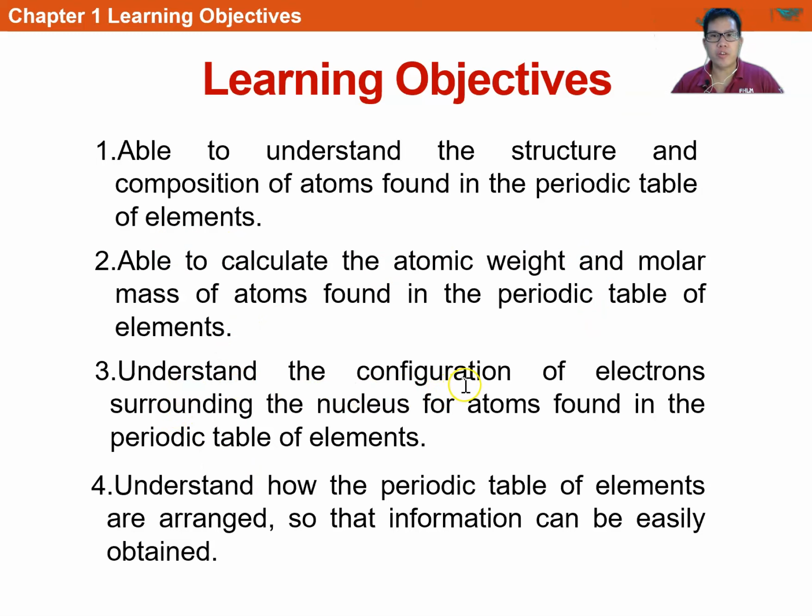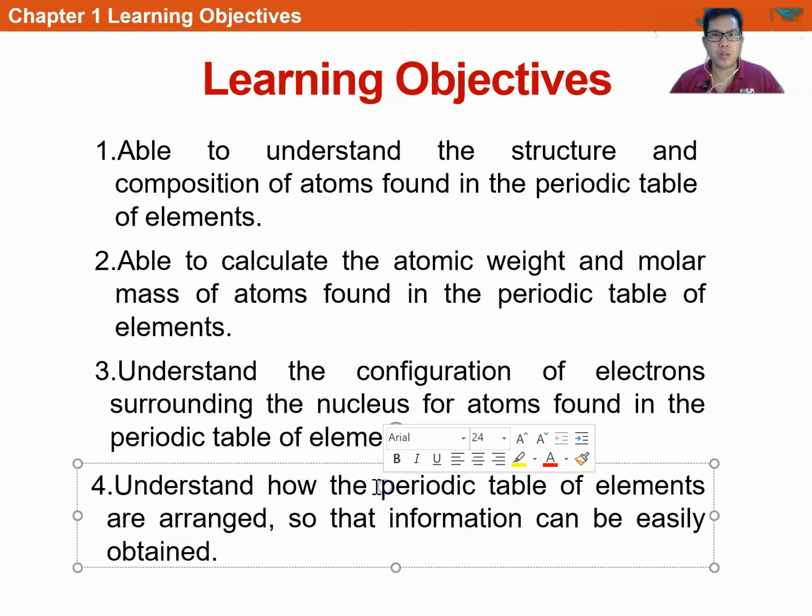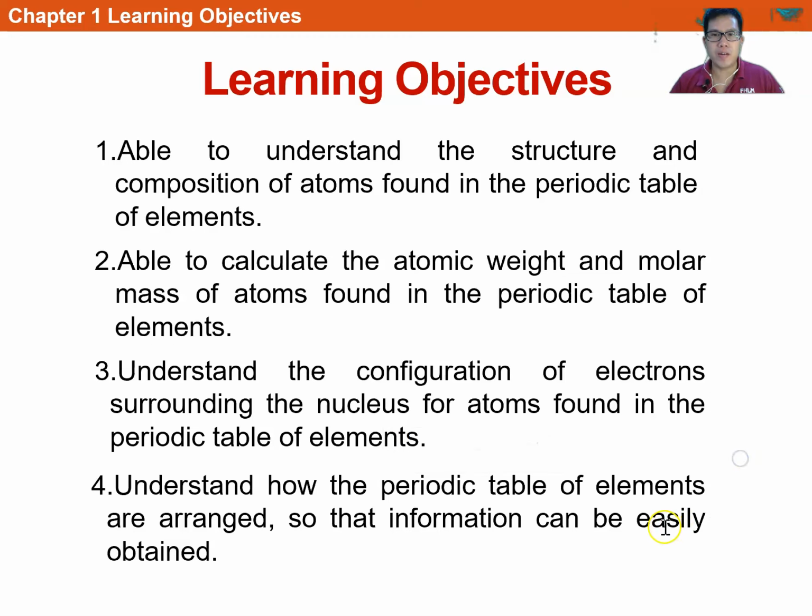Third is to understand the configuration of electrons around the nucleus of atoms found in the periodic table elements. The electrons surrounding the nucleus help us look at how they form molecules or compounds. We discuss more on this later on. Fourth is to understand how the periodic table elements are arranged so that information can be easily obtained. This is very basic. Number 4 teaches you how to look at the periodic table so you can quickly obtain information from the table.